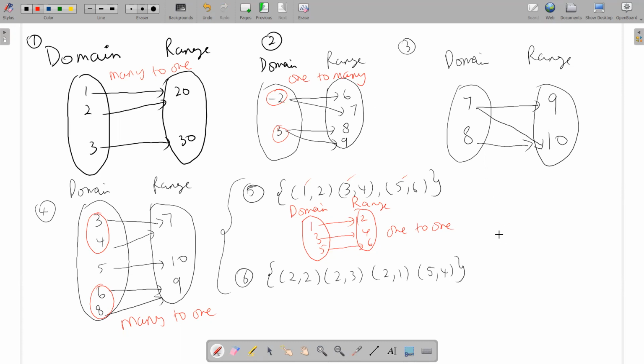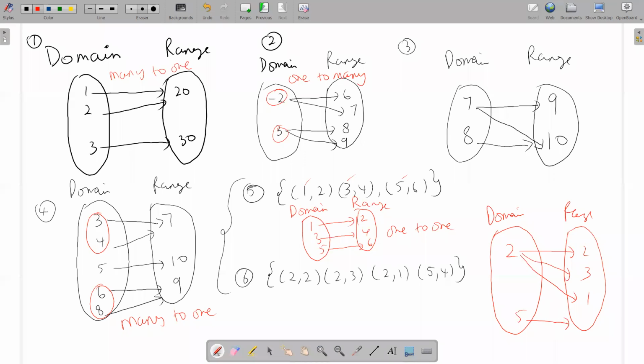Number 6, we could do number 6 on the side here, right? We have the domain and we have the range. Let's look at this quickly. 2 mapped onto 2. Then we have the same 2 going to 3. 2 going to 1 as well. And then 5 going to 4. 2 occurs 3 times. Well, we only put it once because we don't repeat elements, right? So 2 mapped onto 2, 2 mapped onto 3, 2 mapped onto 1, and then 5 mapped onto 4, right? So this is our one-to-many relation.